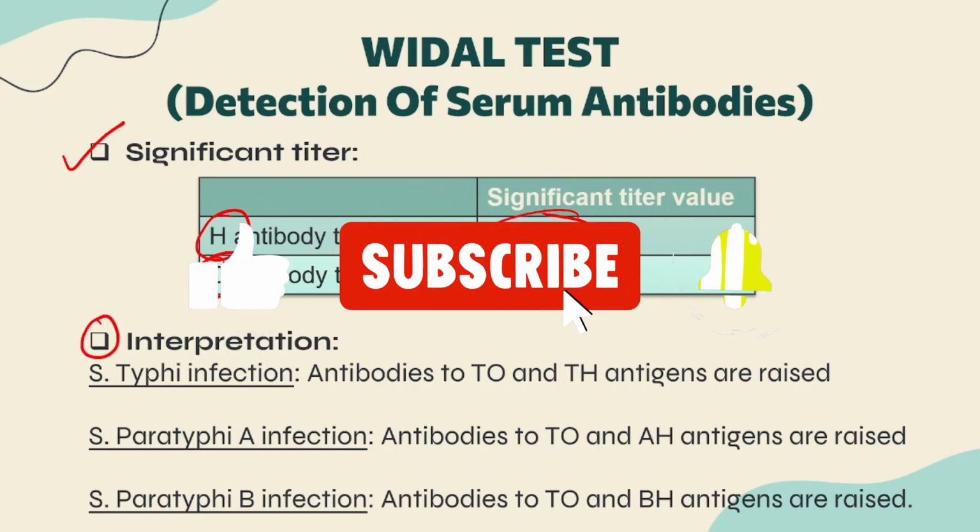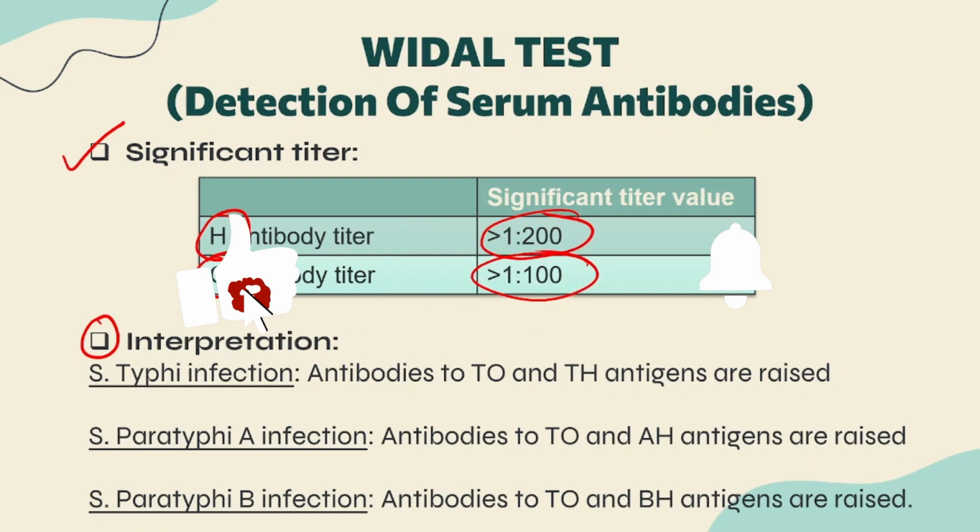If agglutination has taken place against the TO and the TH antibodies, I mean to say that antibodies to the TO or the TH antigens are raised. If antibodies are raised, it is an indication of S typhi.